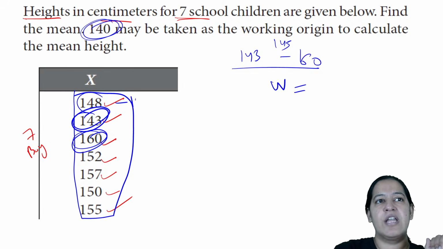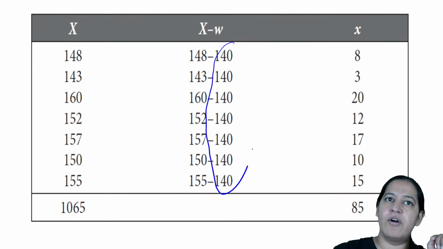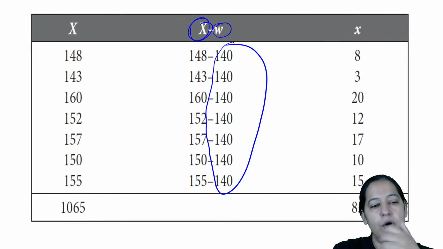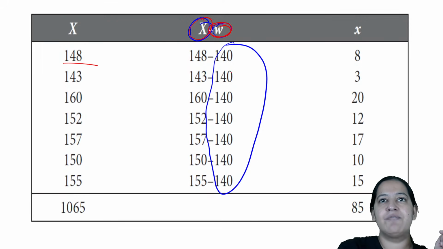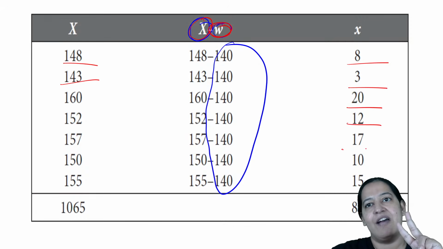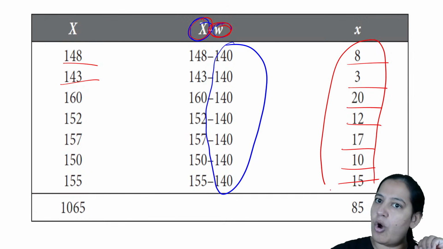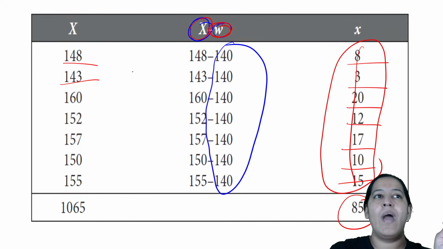So just subtract 140 from all of them, and calculate the answers. It will be easy. Let me show you. 140 is my assumed mean, and from each individual observation I have subtracted it. So 148 minus 140 is plus 8. 143 minus 140 is plus 3. Likewise I have calculated; it can be minus also. Whatever differences I get, I add all of them. The sum is 85, which is easier than adding the original figures.